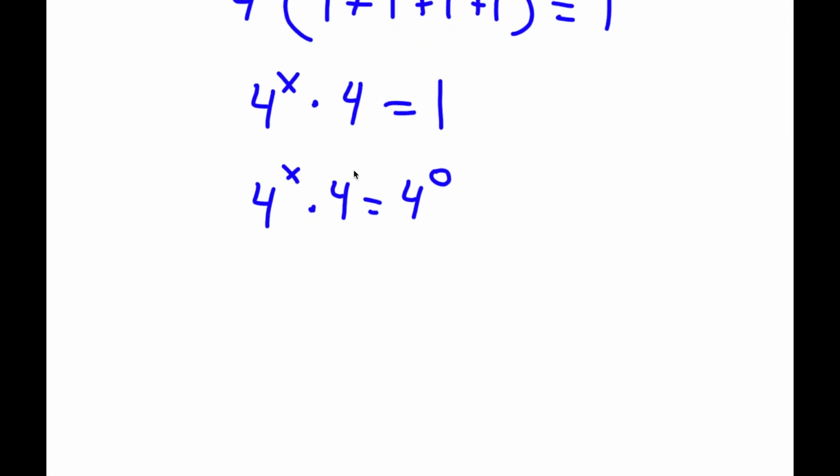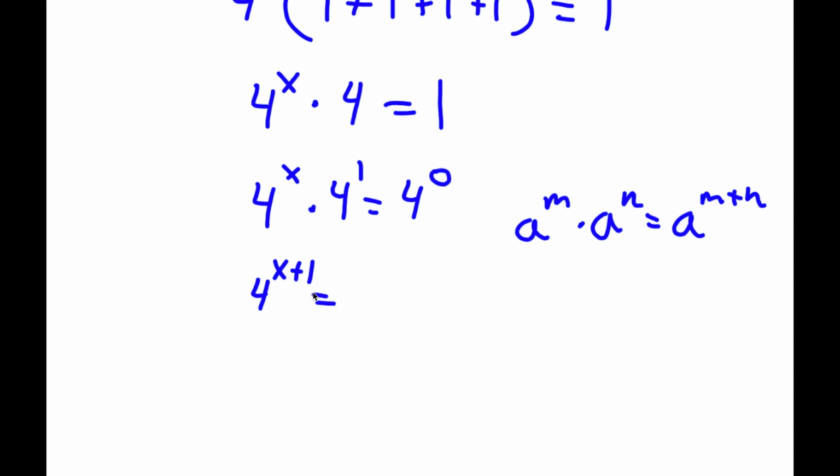Now 4 is the same thing as 4 to the power of 1. And if I have something in the form a to the power of m times a to the power of n, this is equal to a to the power of m plus n. So now 4 to the power of x times 4 to the power of 1 is going to equal 4 to the power of x plus 1. And now this is equal to 4 to the power of 0.